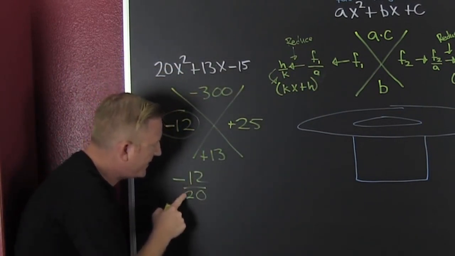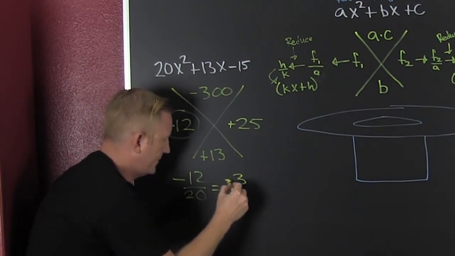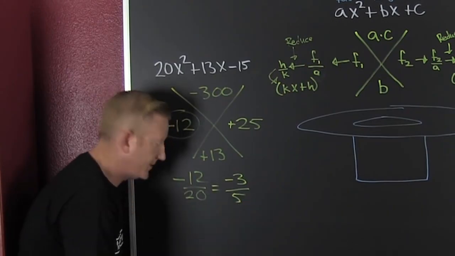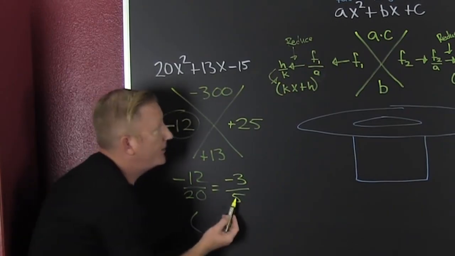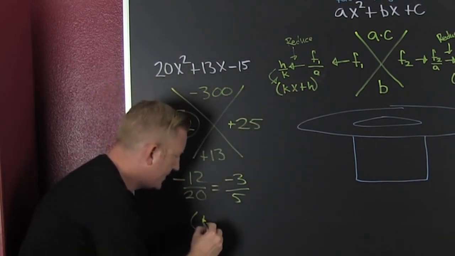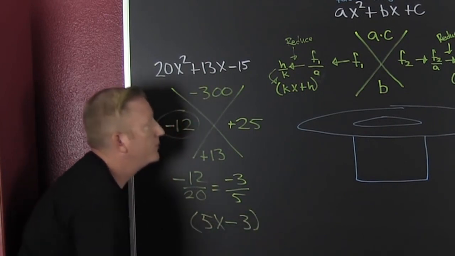So 12 and 20, they both have a 4 in them, so then that's a 3 over 5. And my factor is this one, the bottom minus the top. So that's a 5x minus 3.